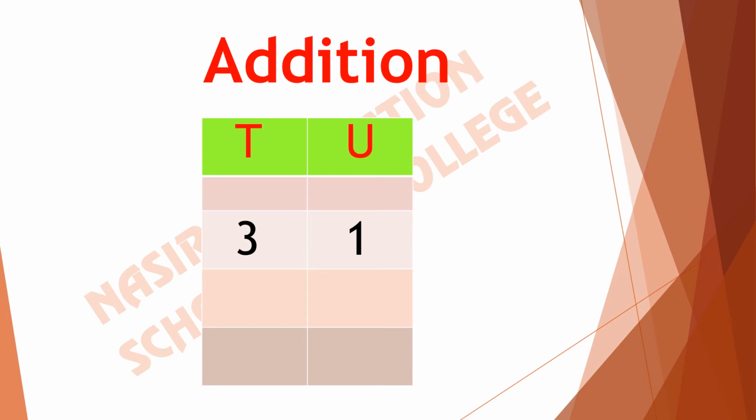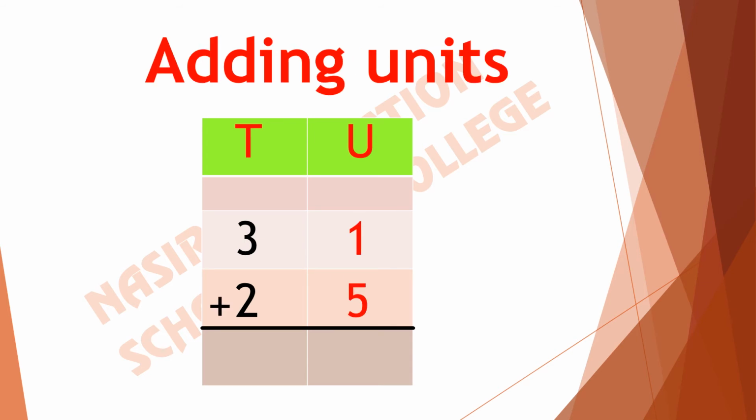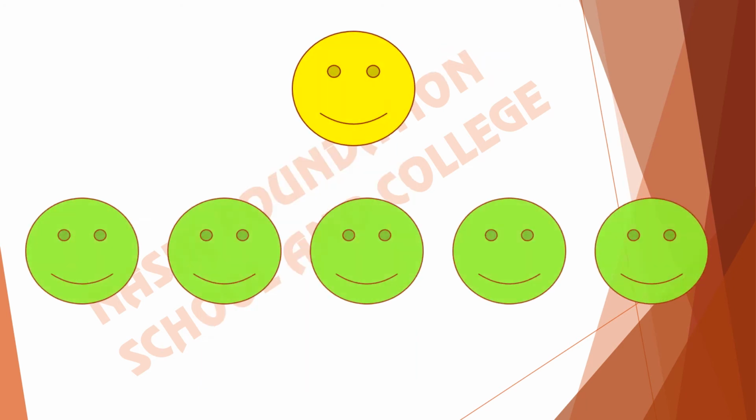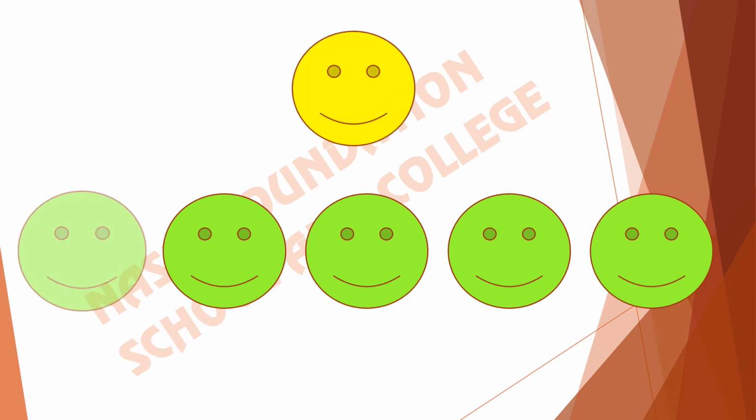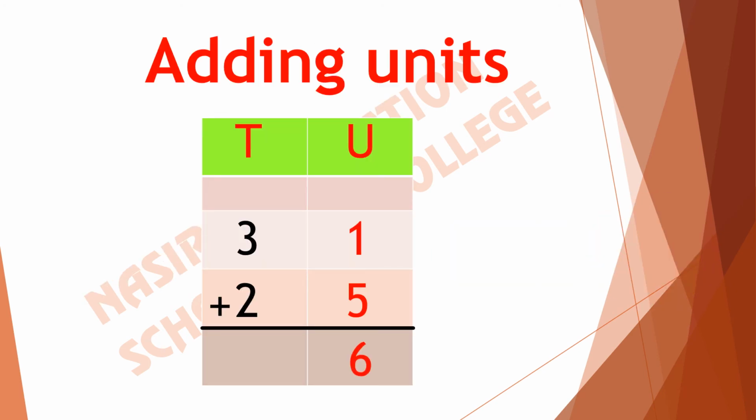Here we can see that first addend is 31 and addend 2 is 25. We use the symbol of addition. First of all, we start from units. We will add units first. In the units column, we see that there is 1 and 5, we will add 1 and 5. In 1, if we add 5, we get 1, 2, 3, 4, 5 and 6. So we will write 6 in the units column.